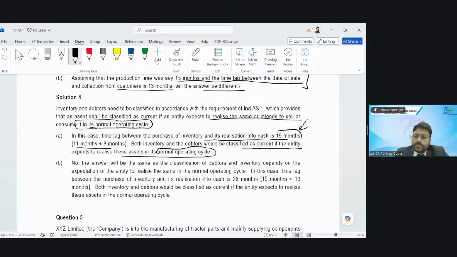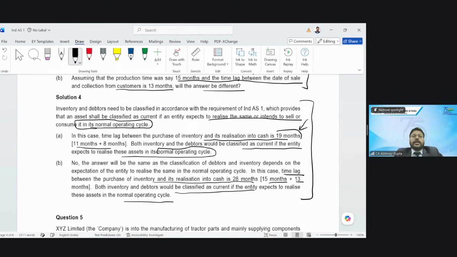Now, in the second situation, when the company says that the time lag between the purchase of the inventory and its realization into cash is 28 months, that is 15 months plus 13 months, both the inventory and debtors would still be classified as current if the entity expects to realize them within the normal operating cycle. The standard says that if you are expecting to realize your assets within the normal operating cycle, then they will be current.